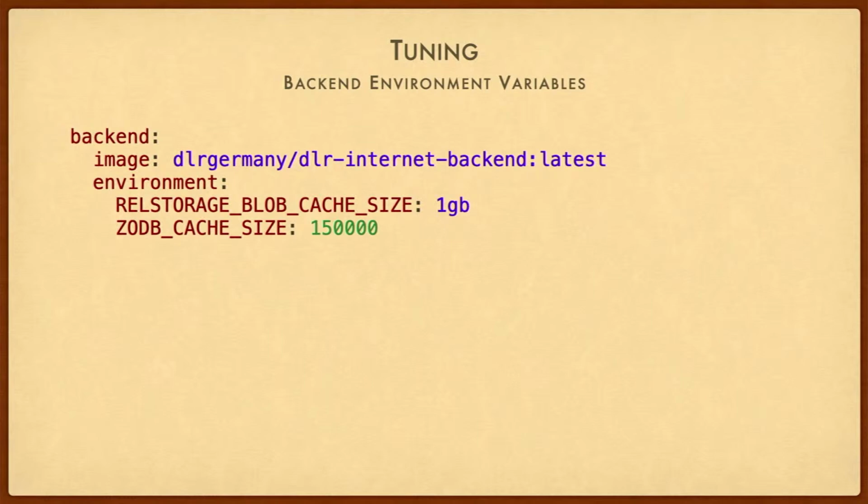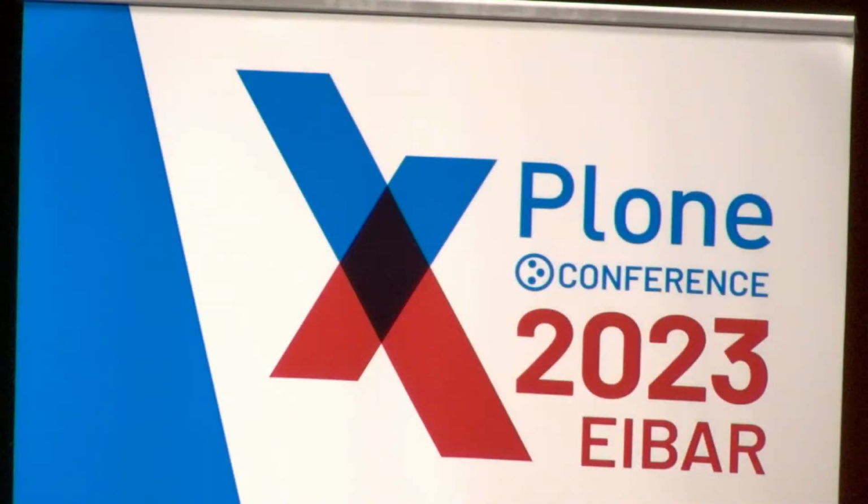When the backend retrieves blobs from the database, it caches them. And there's a variable called RelStorage blob cache size, which determines how much data can be stored locally where the backend is, so that if the same blob is being fetched a lot, it doesn't have to get it from the database every time. I think the default in the Plone backend image is fairly low, like 10 or 100 megabytes, I forget. So we set it a little bit higher.